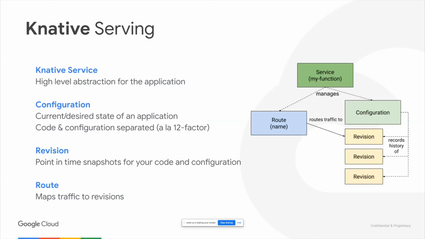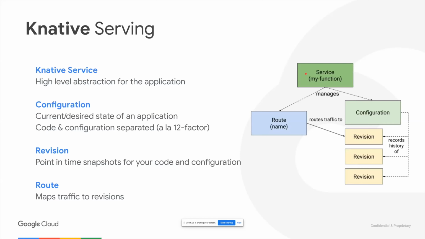Now, the Knative Serving components. There are 4 main components in Knative Serving. At the top level, you have a service. This is a Knative service. People sometimes get confused because in Kubernetes, there's also the notion of a Kubernetes service. A Knative service is something higher level. It's not a Kubernetes service, it's a Knative service. And I'm going to show you an example of this shortly.